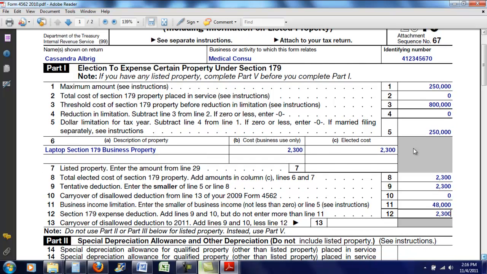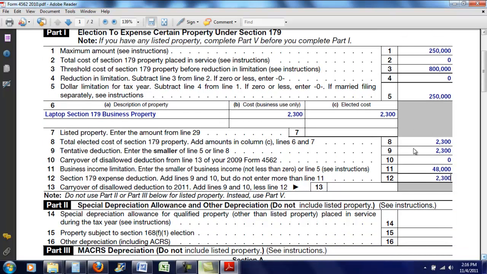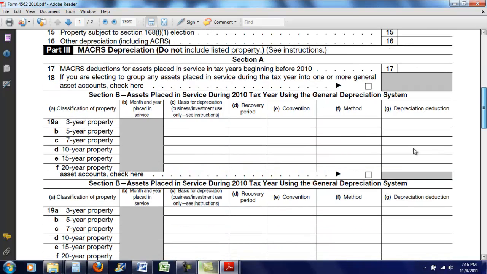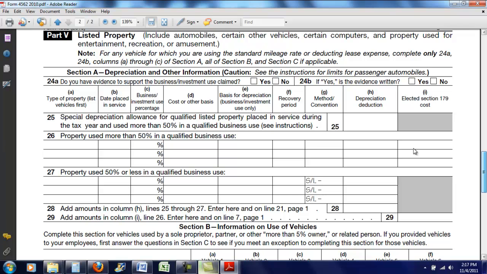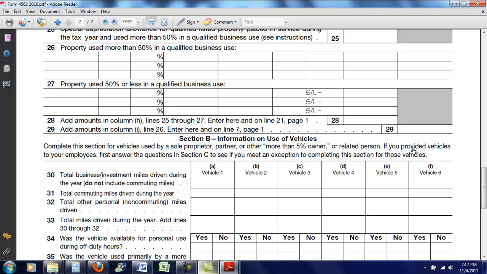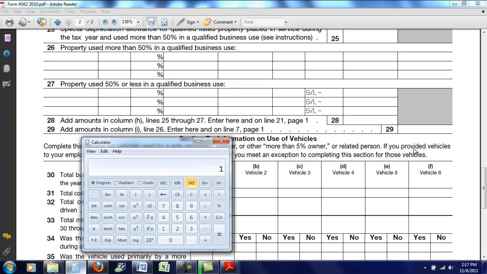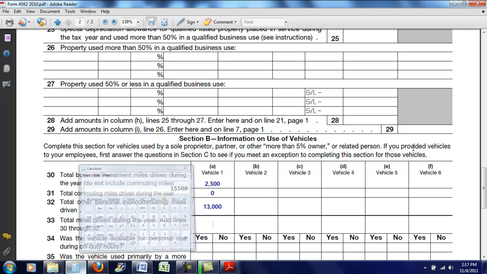The other thing we're going to do is, because we're using a car for business purposes, I'm going to fill out this section B for a car. Sorry, the scrolling is choppy. So we want to talk about the total commuting miles. It doesn't say what she commutes, so we're going to put 0 here. Her total personal miles was 13,000. And her total business miles on line 30 were 2,500. So her total miles driven during the year, we have to add these two amounts. 13,000 plus 2,500, 15,500.